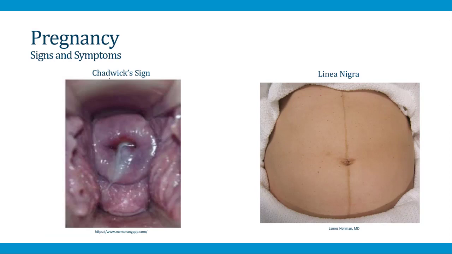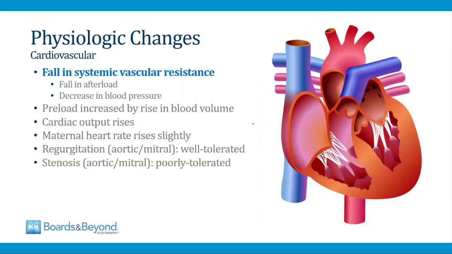Here's a couple of pictures. On the left is Chadwick's sign. This is the blue purplish discoloration of the cervix. On the right is a linea nigra. This is a line down the abdomen, very common in women during pregnancy. There are lots of physiologic changes that occur in pregnancy related to different organ systems, so let's go through them now one at a time.